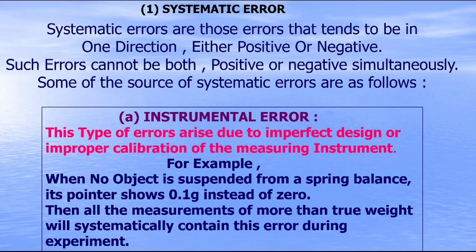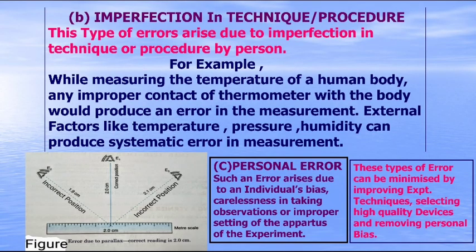So if the object is 2 gram weight, then we get the measurement 2.1 gram. So we get 0.1 gram more in the weight of the object. Now we are taking another systematic error, that is the imperfection in technique or procedure. This type of error arises due to imperfection in technique or procedure by the person.